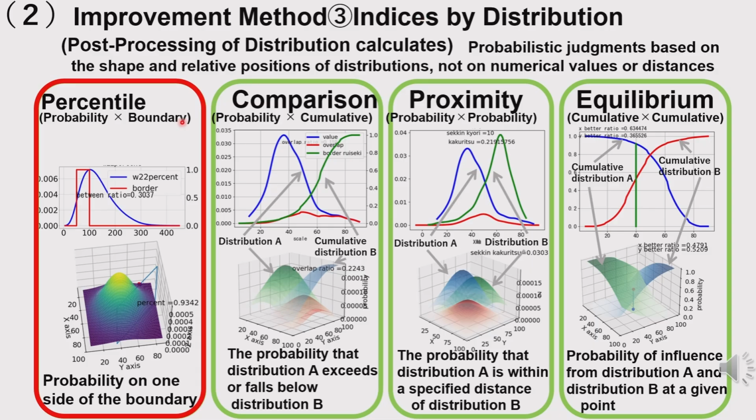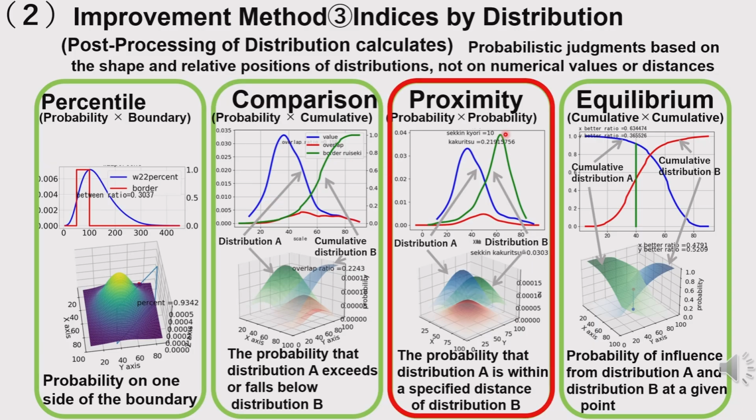Percentile: this divides the distribution at any chosen threshold and calculates the probability within that region. Comparison: this calculates the probability that one distribution exceeds another, or falls below another. This indicator is especially useful for applications such as component performance evaluation, system reliability design, and many other cases.